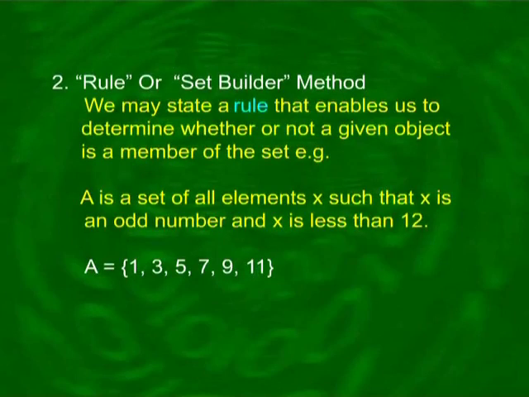The other method is called the set builder method or the rule method, and in this method we state a rule that enables us to determine whether or not a given object is a member of our set. For example, if we write that A is the set of all x values such that x is an odd number and x is less than 12, this means that we are talking about the set 1, 3, 5, 7, 9, and 11.